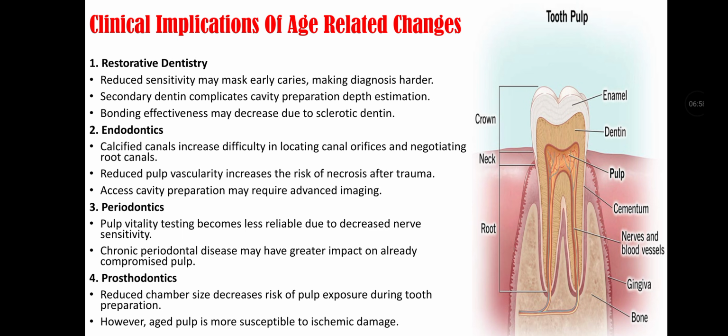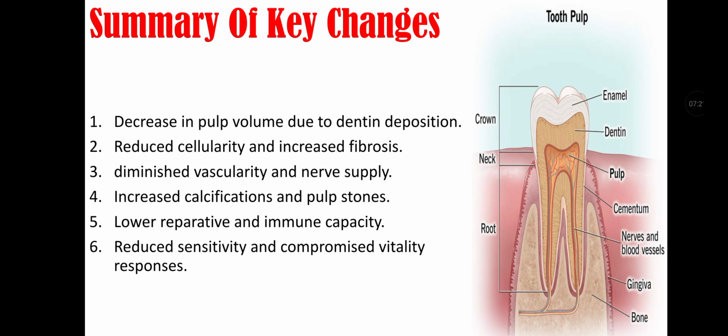Third clinical implication is periodontics, as pulp vitality testing becomes less reliable due to decreased nerve sensitivity. Chronic periodontal disease may have greater impact on an already compromised pulp. Fourth clinical implication is prosthodontics, as reduced chamber size decreases the risk of pulp exposure during tooth preparation. However, aged pulp is more susceptible to ischemic damage.